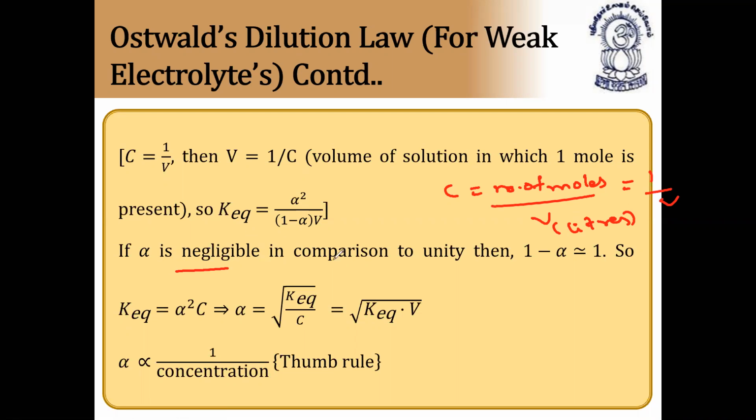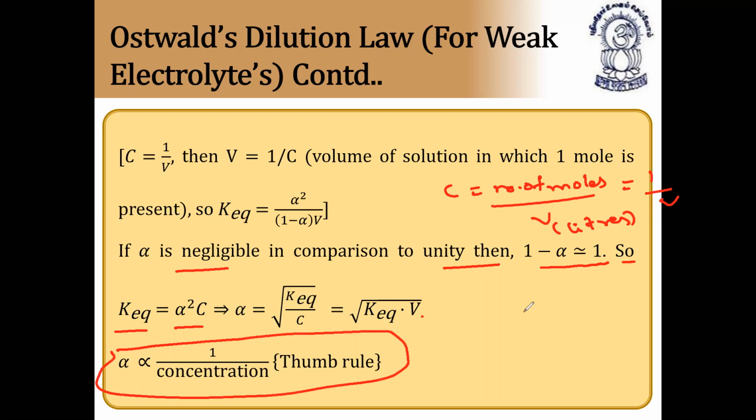If alpha is negligible in comparison to unity, then 1 minus alpha is almost equal to 1. So we can write K equivalent is equal to alpha square C, or alpha is equal to root of K equivalent by C, or K equivalent into V, because 1 by C is equal to V. So by this we can say alpha is proportional to 1 by root of concentration. This is called thumb rule.